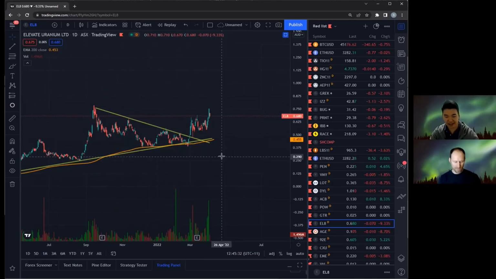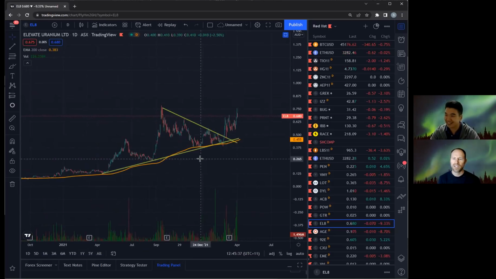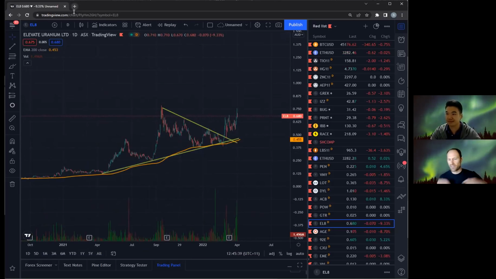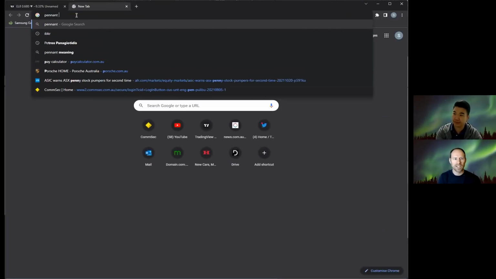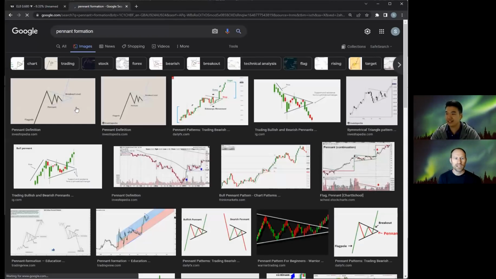And then on top of that, let's try to describe what a pennant formation really is. Do you want me to describe it, or do you want me to? No, I'll just show you, because I think it's really easy. It looks like this, basically.